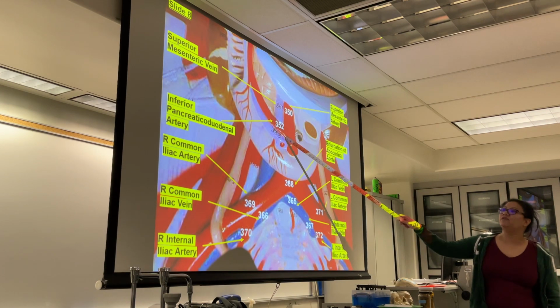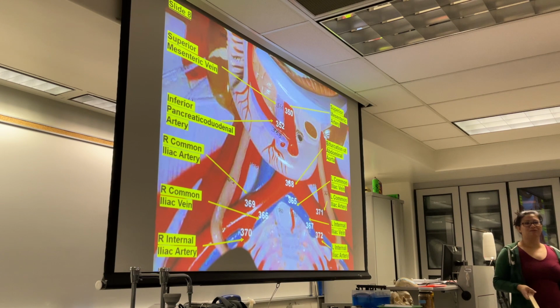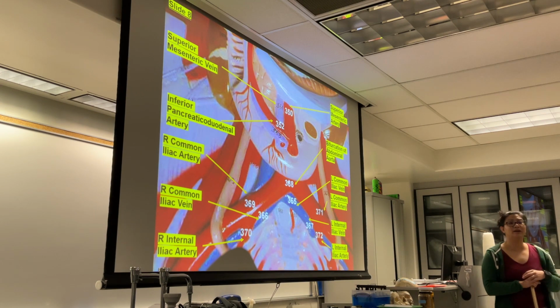Then you have the inferior pancreaticoduodenal artery, okay? Which two structures do you think that's going to innervate? So pancreas is one. What's the other one? The duodenum, of what organ? The small intestine.